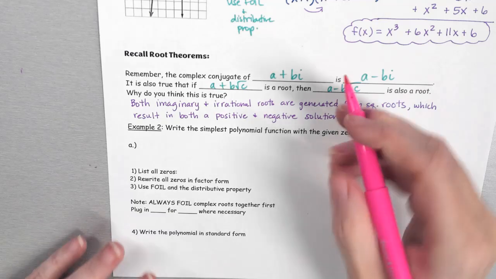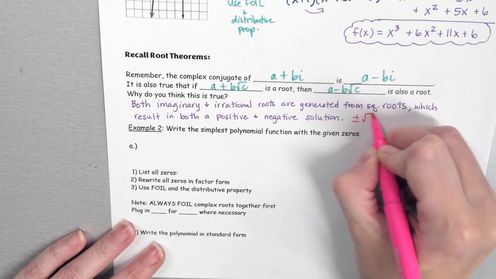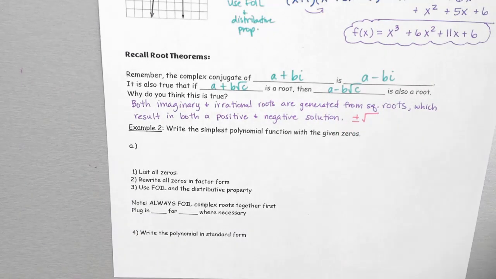Okay, so you have the plus or minus whenever you do the square root. Okay, they're called imaginary and irrational roots. Okay, and they have both the positive and the negative solutions there.